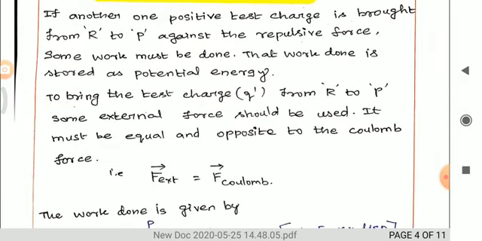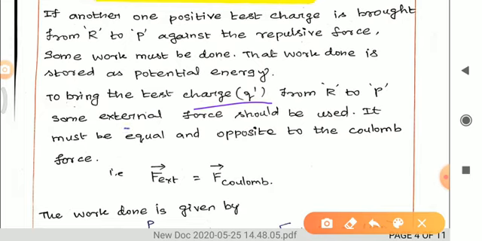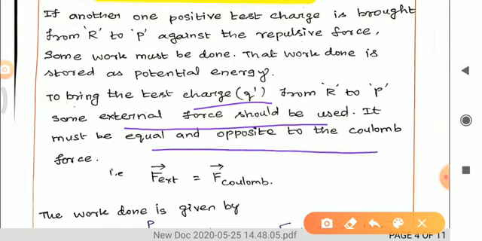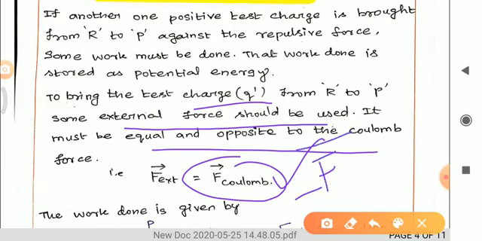Now to bring this test charge q dash from the point R to P, some external force should be used to do the work. It must be equal in magnitude and opposite in direction to the repulsive force. That is given here: F external is equal to F Coulomb in magnitude, or we can write F external equals minus F Coulomb, which is the correct form.